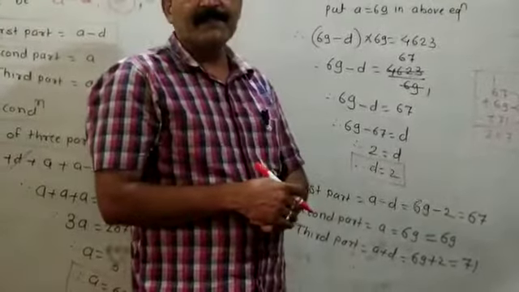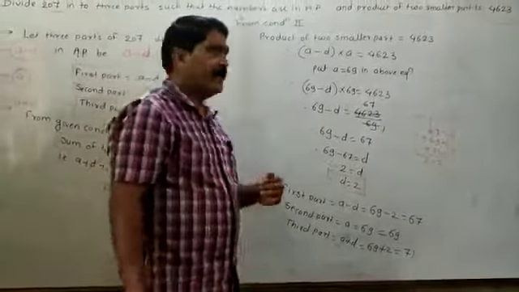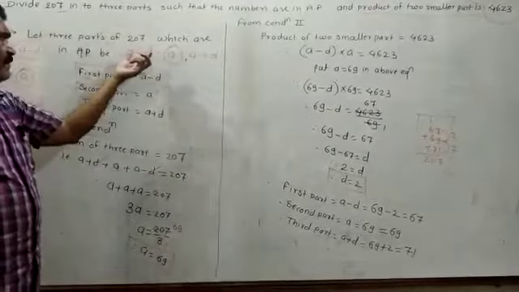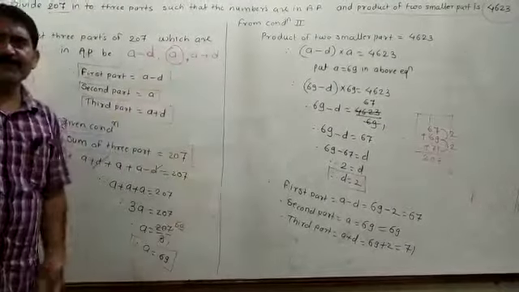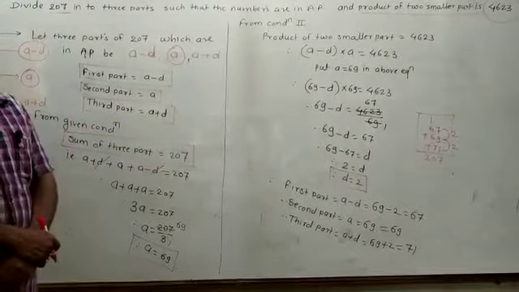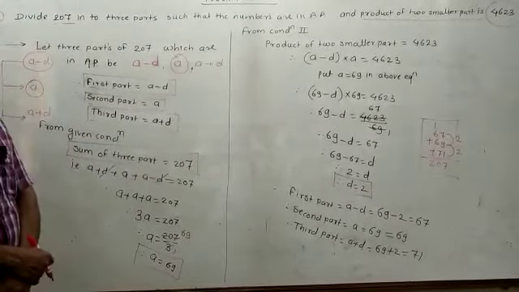When this type of question comes, you will consider one part as A minus D, the next part as A, and the next part as A plus D. I think you understand these things. You have to write these things in the notebook properly.